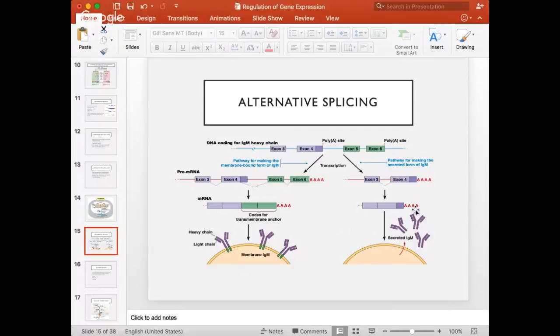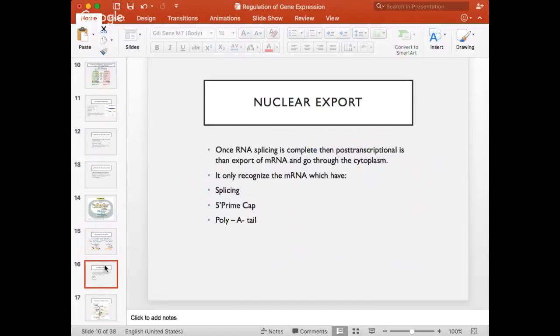So as you can see, it was stopped here, and it was no longer able to enter the membrane down here. So the nuclear export is complete. Then post-transcriptional is the export of mRNA through the cytoplasm. So the mRNA only recognizes splicing, the 5' cap, and the poly A tail.